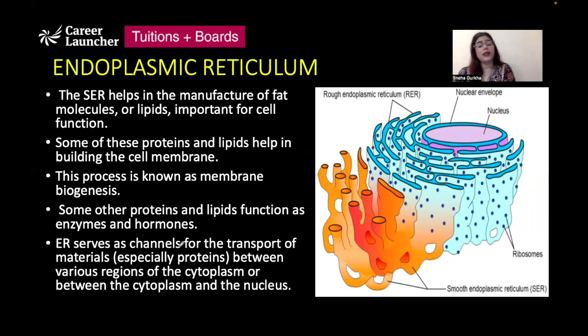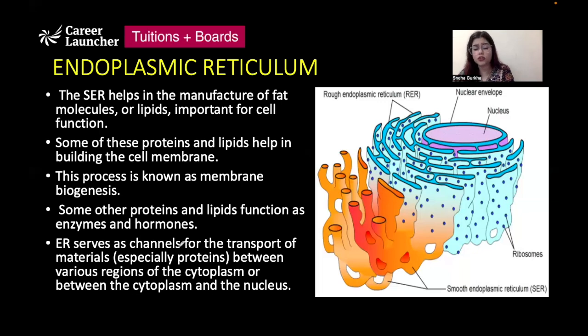Right? And these proteins and the lipids that are produced by the endoplasmic reticulum as a whole help in building up of the plasma membrane, because we studied in the last session that the plasma membrane is made up of lipids and proteins. And this process of making a membrane is known as membrane biogenesis. Some other proteins and lipids produced by the endoplasmic reticulum are also involved in other things. Some of them form hormones, some of them form certain enzymes. So many functions are performed by these proteins and lipids that are manufactured by the endoplasmic reticulum.